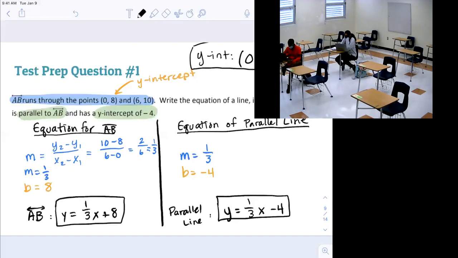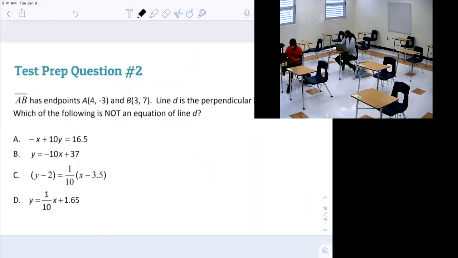Okay, let's do another. Test prep question number 2. Who can read number 2? Tyrone already read. Let me hear from somebody else, maybe someone at home. AB has endpoints A (4, 3) and B (3, 7). Line D is the perpendicular bisector of AB. Which of the following is not an equation of line D?